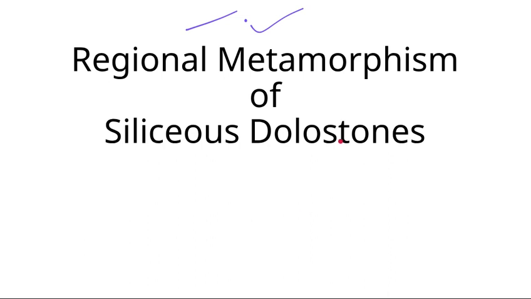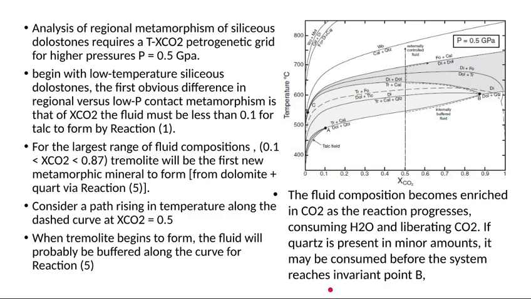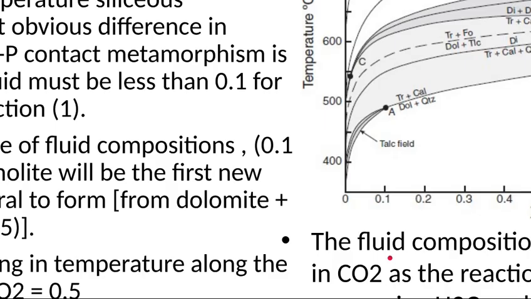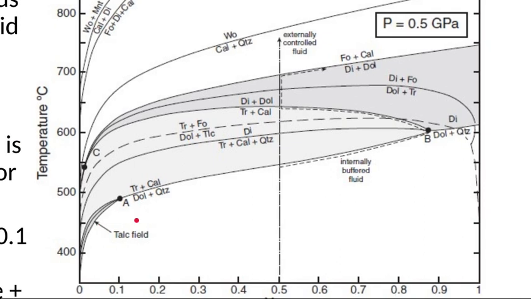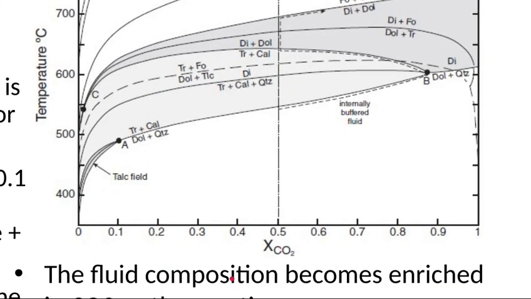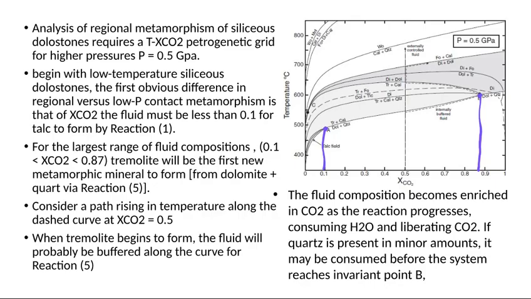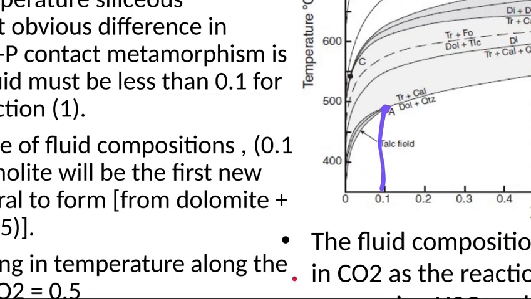Then I am going to the regional metamorphism of siliceous dolostone. This is not that important, but I am just telling you. I am just showing you the grid diagram. You can see here, this is 0.1, and this is 0.87. Let me check, yes, 0.87.